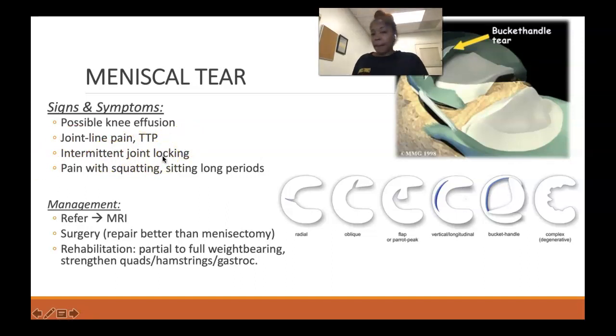So in other words, that patient may be walking along fine, and then their knee gets stuck right here, and they may have to shake it out to make it move again, right? So I would say it's the intermediate joint locking, and I would say that it's that pain with squatting.